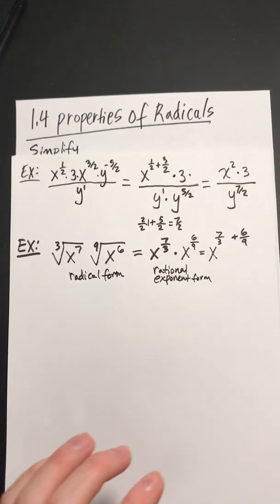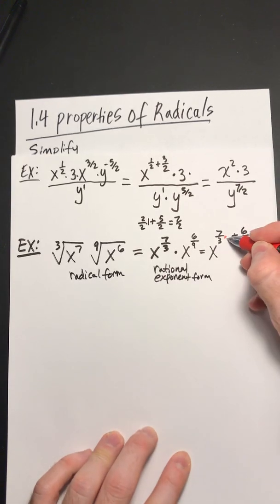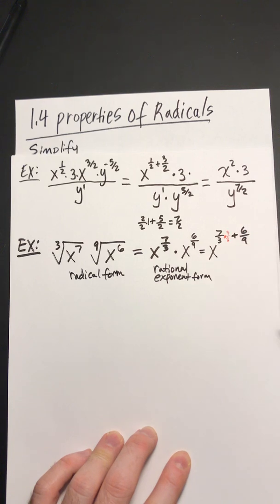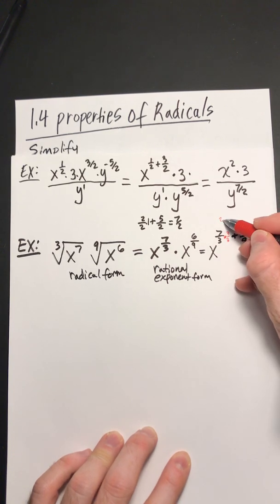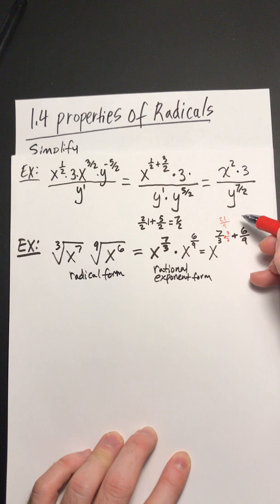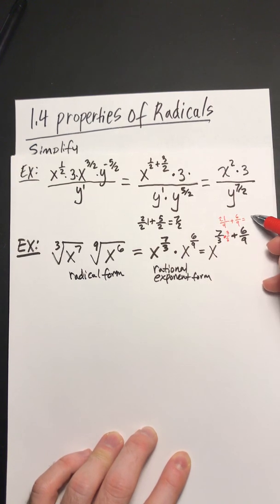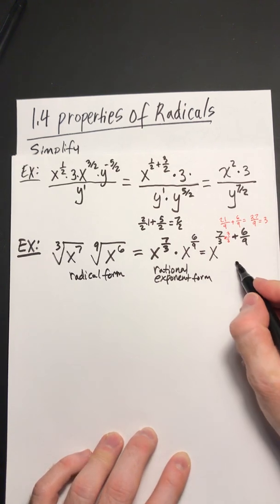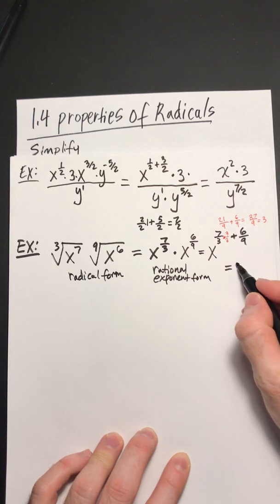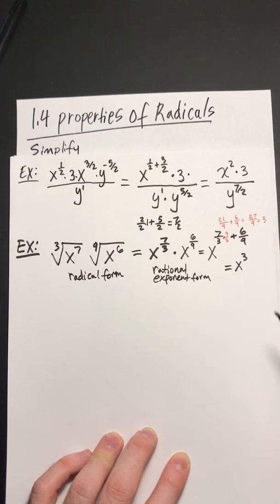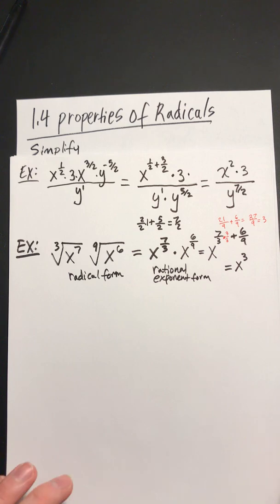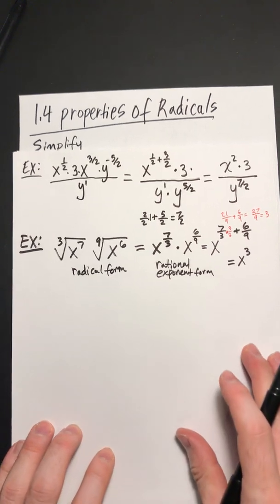Well, what do we know? We need a common denominator, so multiply top and bottom by 3. So that becomes 21 over 9 plus 6 over 9. That's equal to 27 over 9, which happens to reduce to 3. Oh my goodness. So what does this equal? This is x to the 3. How about that? All right, let's try one more.